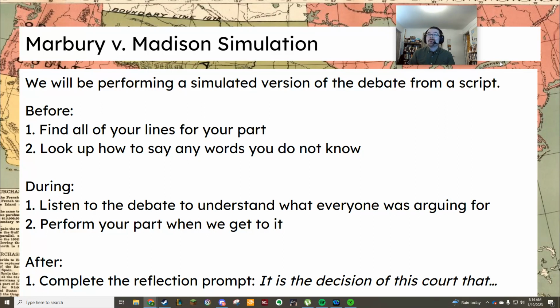Any words that you don't know, I need you to look them up and see how they're pronounced. Once that time is up, look at the board and see how much time is left on the timer. That's when we're going to start doing this. So at this time, raise your hand and get your script.